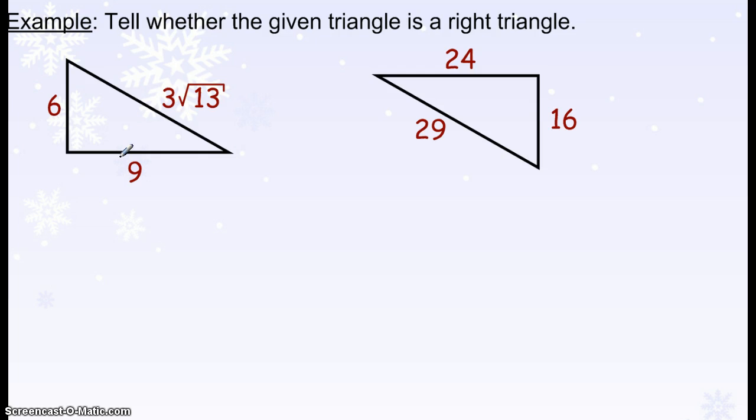Alright, so it says, tell whether the given triangle is a right triangle. So we want to figure out which side would be my C, which side would be my A, and which side would be my B. You never just go by how it looks, because as you look at this you say, oh, this must be the right angle because it looks that way. Don't you ever do that. First you need to do, in something like this where you have a radical, just figure out a quick approximation. That's approximately 10.82.